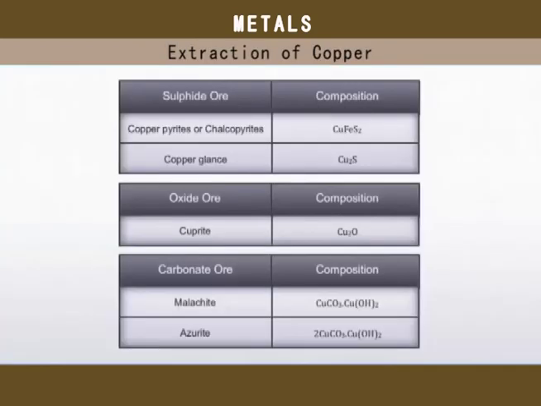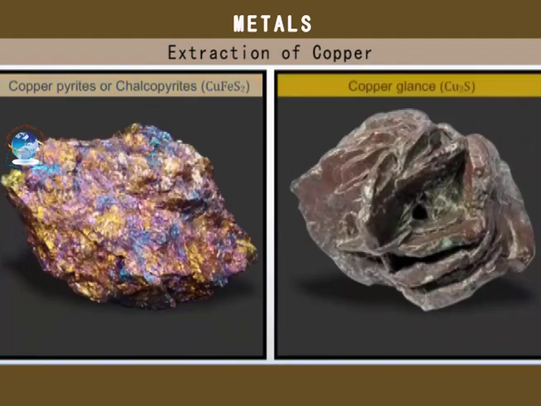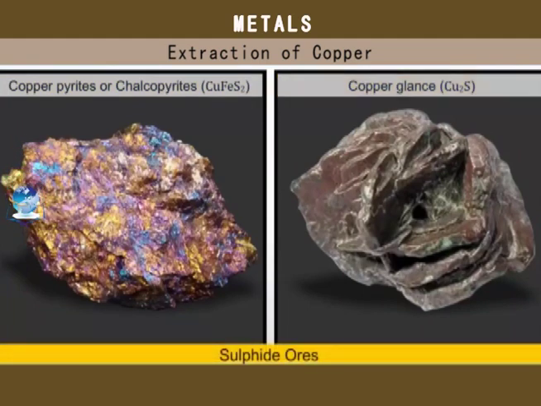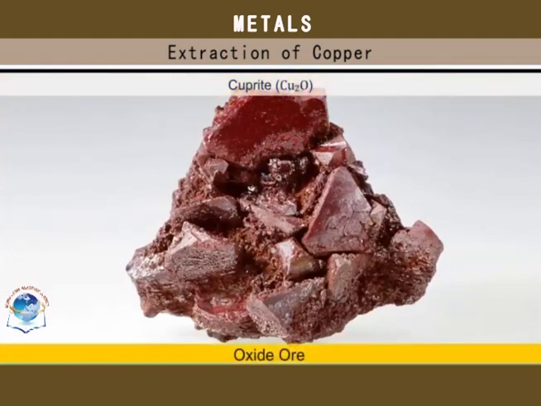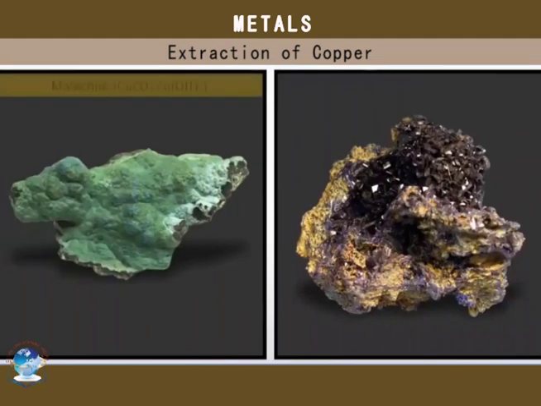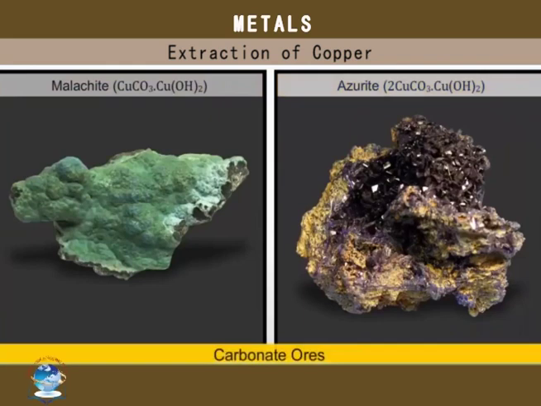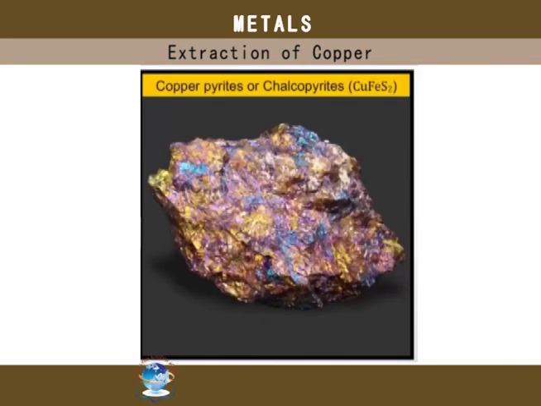Now, copper occurs in combined states as sulfides, oxides, and carbonates. Copper pyrites and copper glance are the sulfide ores. Cuprite is the oxide ore, while malachite and azurite are its carbonate ores. Copper is mostly extracted from copper pyrites.